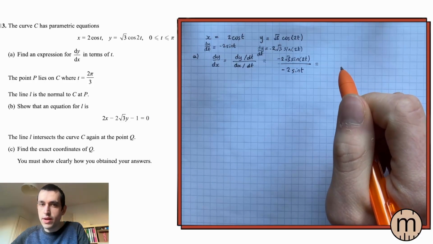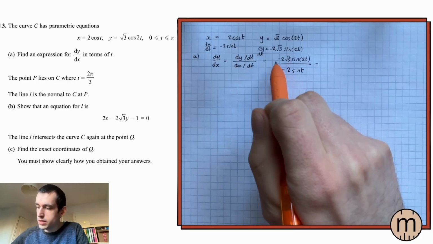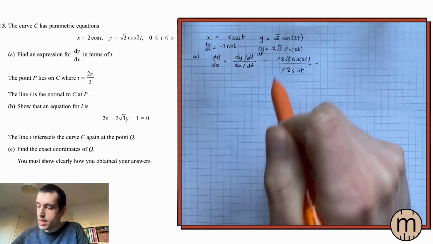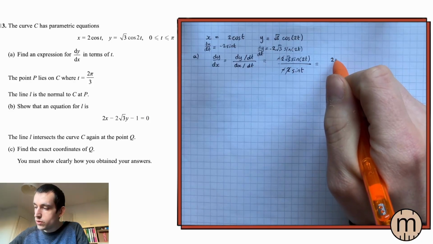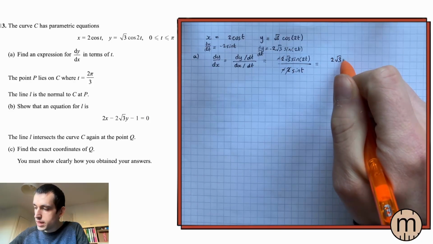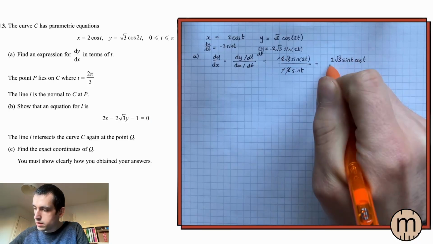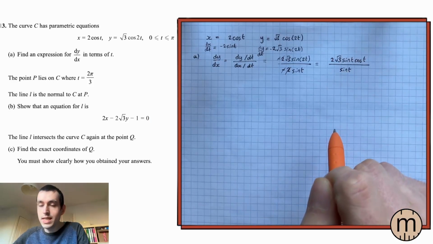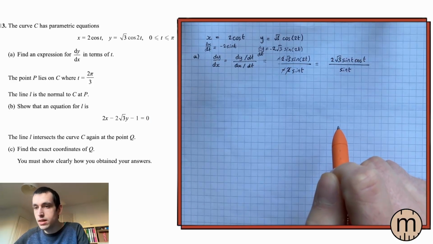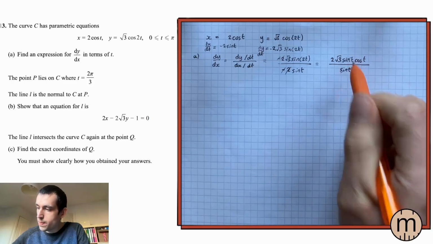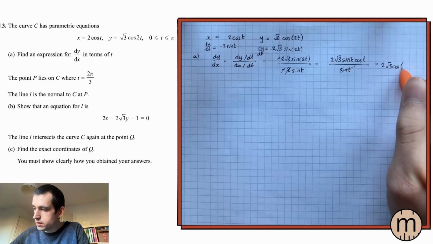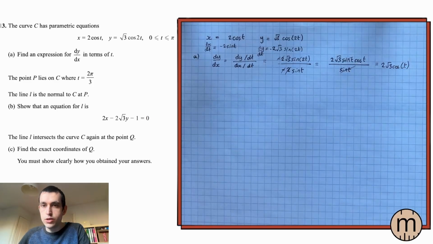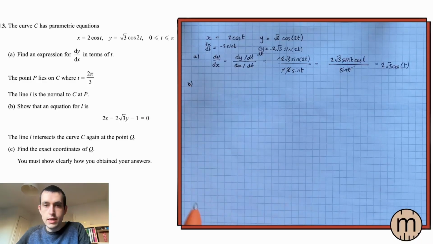It doesn't ask us to simplify it, but I'm going to, because I noticed that these two minuses cancel out, these two 2's cancel out, and if you know your double angle formulas, sine 2t is equal to 2 sine t cos t, so the sine t's cancel out. So the final expression for dy/dx is 2 root 3 cos t. Shall we do part B?